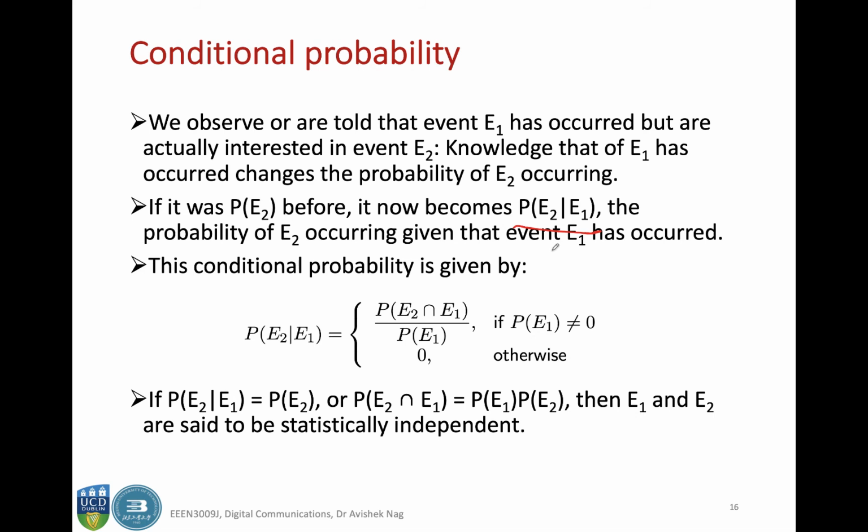Okay, so if I say that E1 has already occurred, if I say to you that it is an even number, then what is the probability that that even number is 2? So that is given by probability of E2 given E1. So basically, what is the probability that I have got a 2 while throwing a die, given the information that it is an even number?